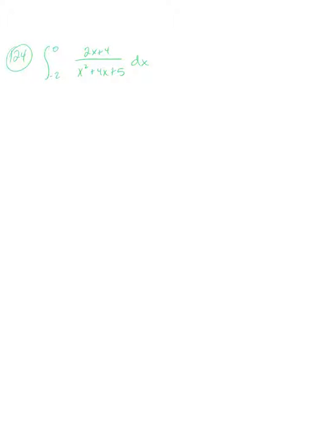Okay, now I have a definite integral, the integral from -2 to 0 of 2x plus 4 over x squared plus 4x plus 5 dx. So what immediately jumps out at me is that the denominator, if you take its derivative, you get the numerator. So I'm going to work on the antiderivative of 2x plus 4 over x squared plus 4x plus 5 dx, ignoring the bounds. Once I have an antiderivative, I'll go back and work on my definite integral.